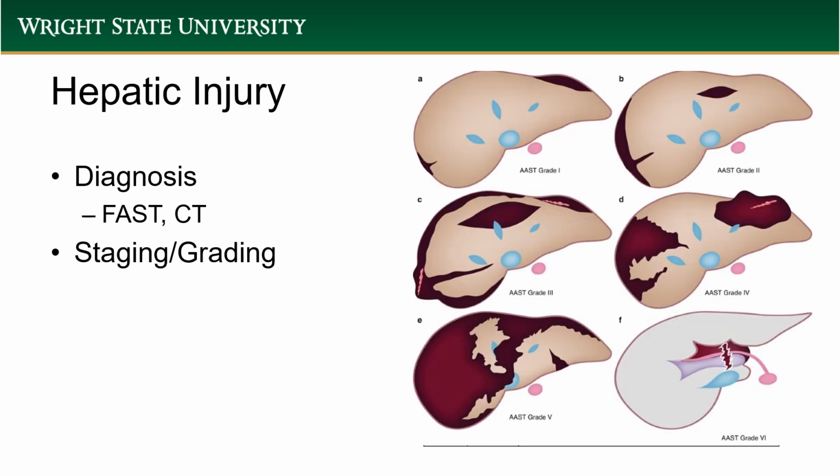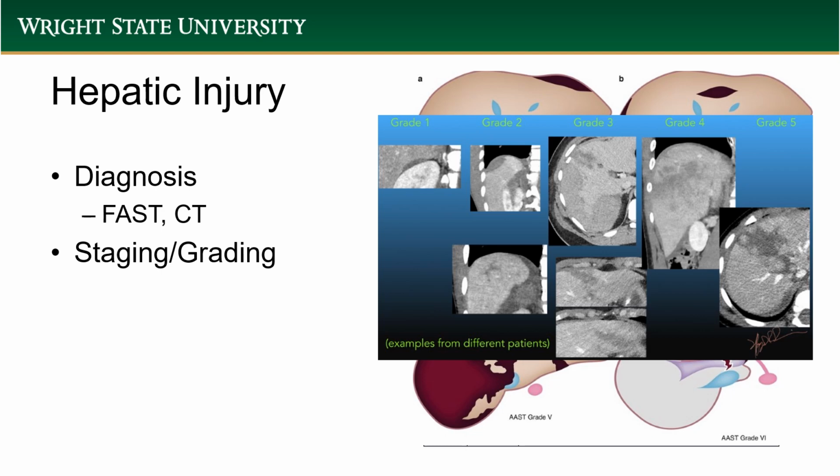Here's some example images of what each of the grading severities looks like grossly. And then here we have some examples of what we see radiographically. You see with grade 1 you have this small subcapsular hematoma, grade 2 a little bit bigger hematoma, or kind of a stellate laceration here. Grade 3, obviously pretty significant involvement of the right hepatic lobe, and then pretty deep lacerations. Down here, grade 4, pretty significant involvement again, now extending beyond just the one lobe. And grade 5, we have pretty much through and through injury here through the liver.